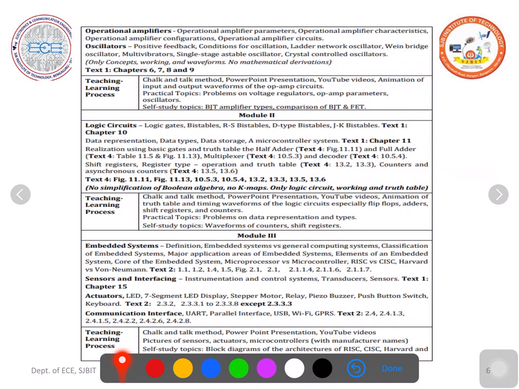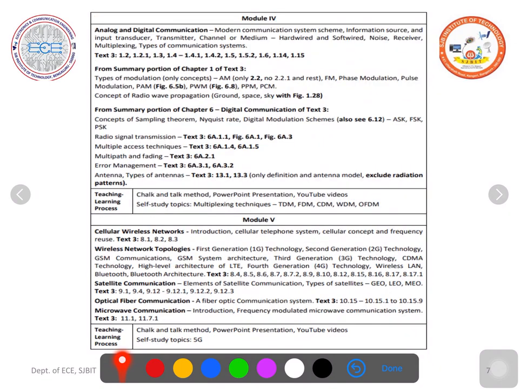Module 2 is logic circuits, module 3 is embedded systems, module 4 is analog and digital communication, and module 5 is cellular wireless networks. So there are totally 5 modules of electronics and communication engineering. This will give you an overview of electronics and communication engineering.